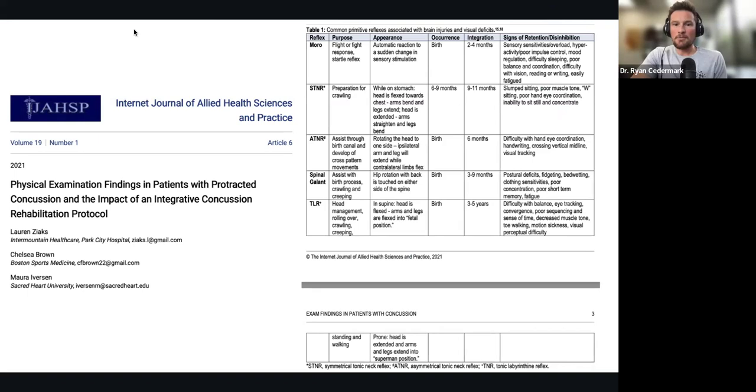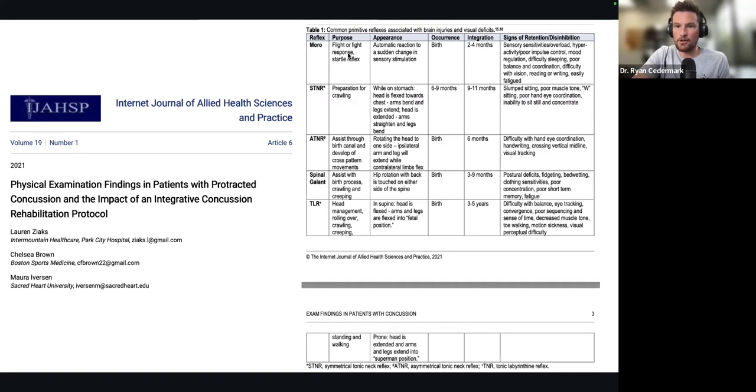So this is a paper I came across. I forget where I heard this. I was at a conference and someone said, if you're working with brain injury patients, you should look at their primitive reflexes. And it immediately was like one of those dang, duh moments, that was a few years ago. But it makes a lot of sense to me. And what this paper found was, if you can see it up here, these are primitive reflexes associated with brain injuries and visual deficits.